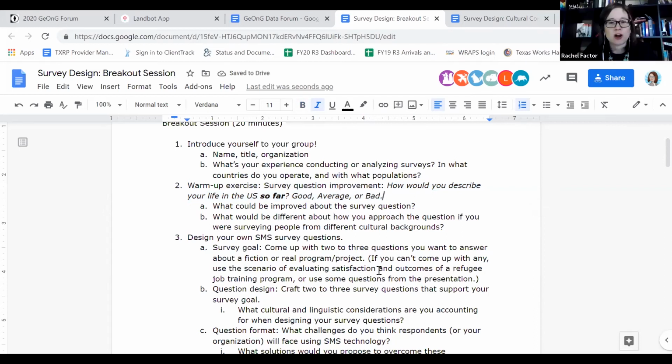Okay. Any other thoughts? How about the 3-point scale? Good, average, or bad? How do you typically approach scaled questions? Do you use 3 points? Do you use 5 points? Use a scale of 1 to 10? Like we saw all of the different ways of doing a scale. How do you understand this question? Good, average, or bad? Your life in the US.